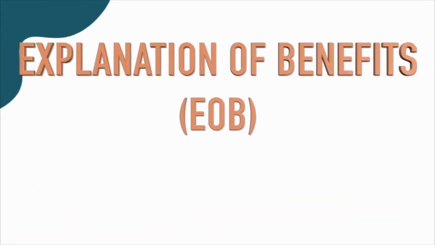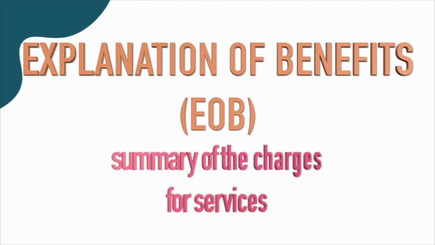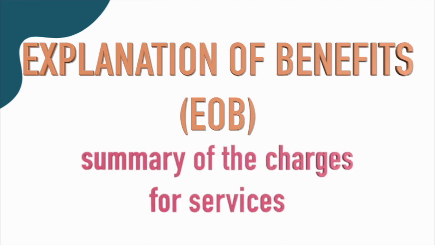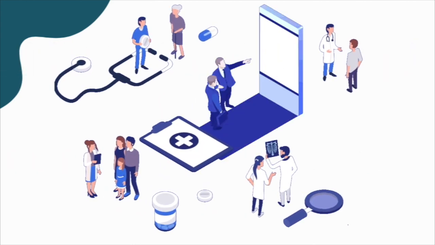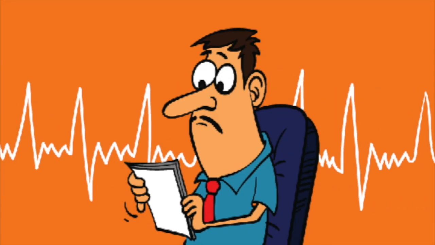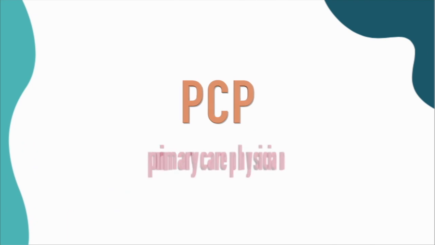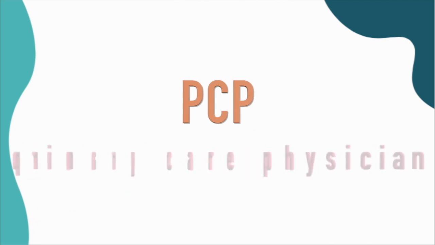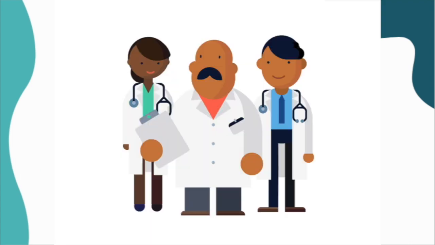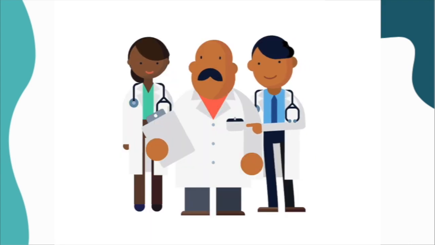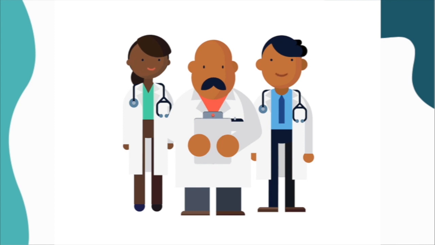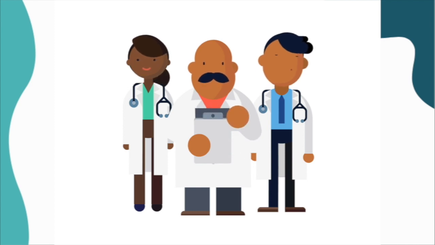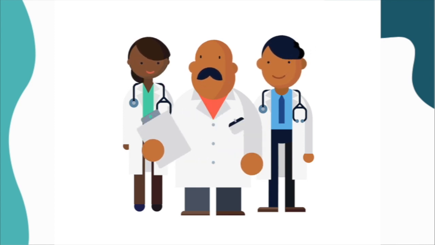Then we have our explanation of benefits, also known as the EOB. This is a summary of charges for services that is not equal to the bill. It is very important to review it. And finally, your PCP is a primary care physician, also known as a doctor, who manages basic illnesses or preventive care and, as allowed under state law, provides, coordinates, or helps a patient access a range of healthcare services.